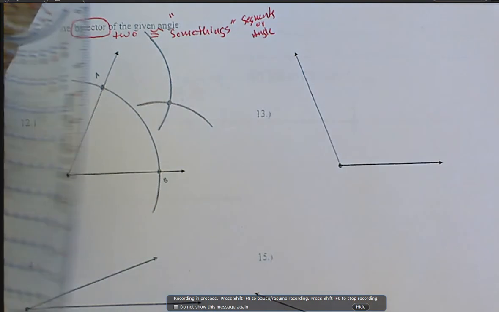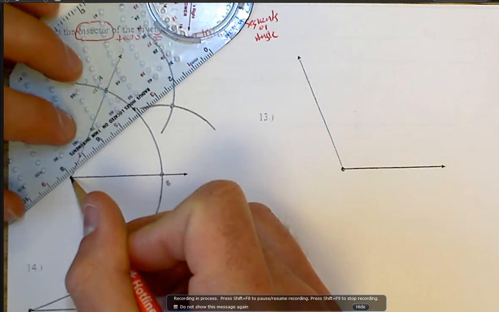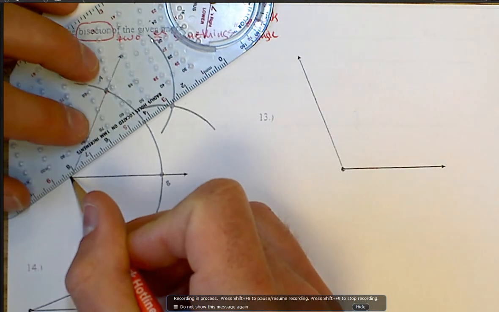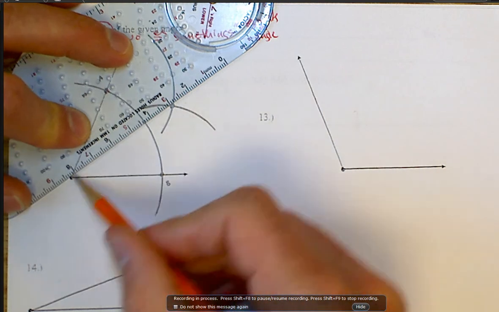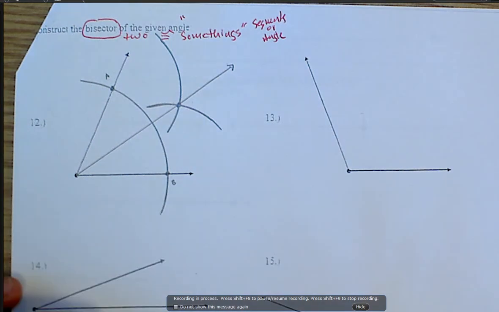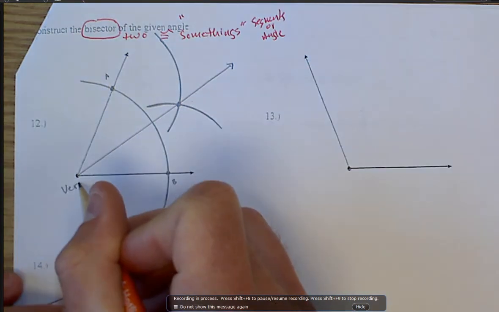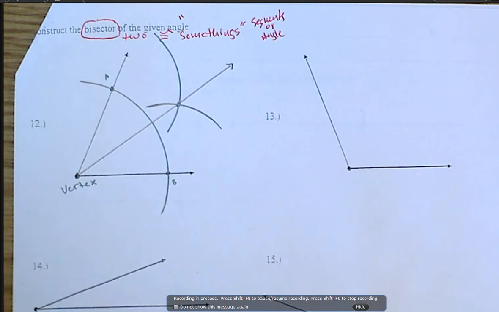Last step, take your straight edge, put your pencil on the vertex of the angle, find the intersection of the two swoops, connect the dots, and there is an angle bisector. Again, this is your vertex. We talked about that. That's where an angle is kind of created, right? It's where your two rays come together.